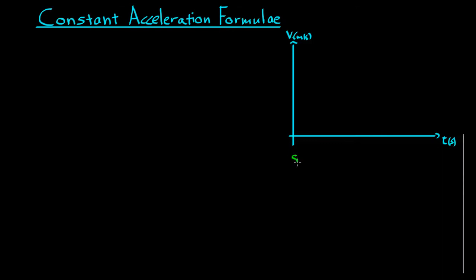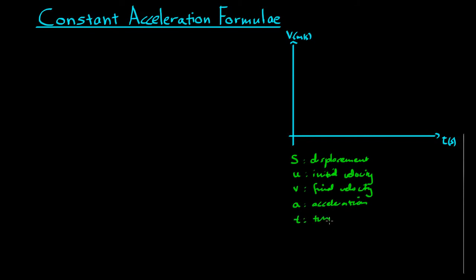We have S. The variable S is displacement, which is basically the distance and direction of an object from an origin. Then we have U, which is the initial velocity. It's the velocity, basically, at t equals 0. We have V, which is the final velocity. It's the velocity the object reaches. We have A, which is the acceleration. A never changes. And we have T, which is time.